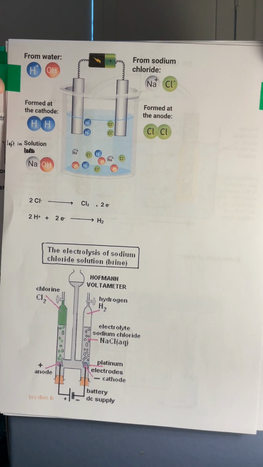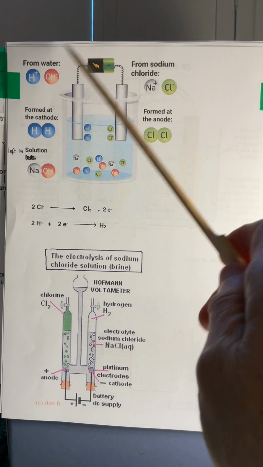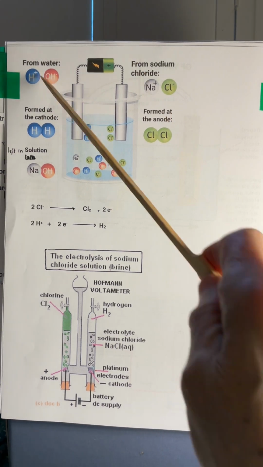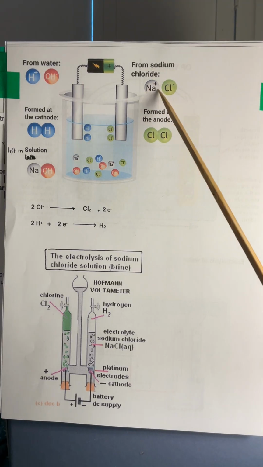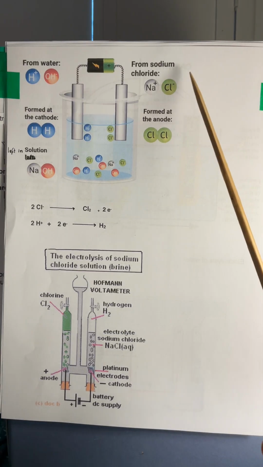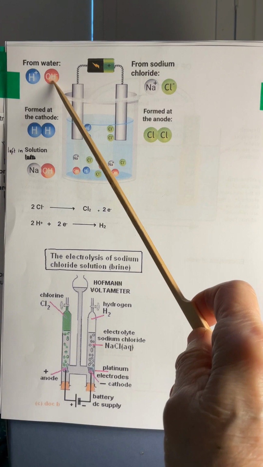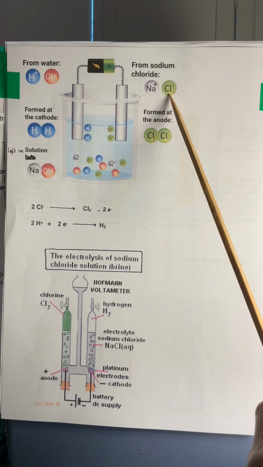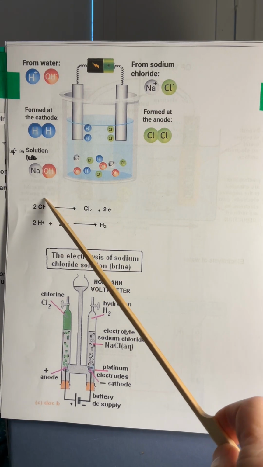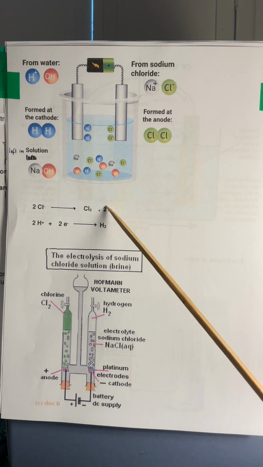So this is the electrolysis of sodium chloride in solution this time. So you have hydrogen and hydroxide from water, and sodium and chloride from the salt. So you've got the four ions. Because there is a halide, though you have hydroxide from water, the chloride is the one that is going to discharge, forming chlorine gas. So two chlorides form chlorine and release two electrons.